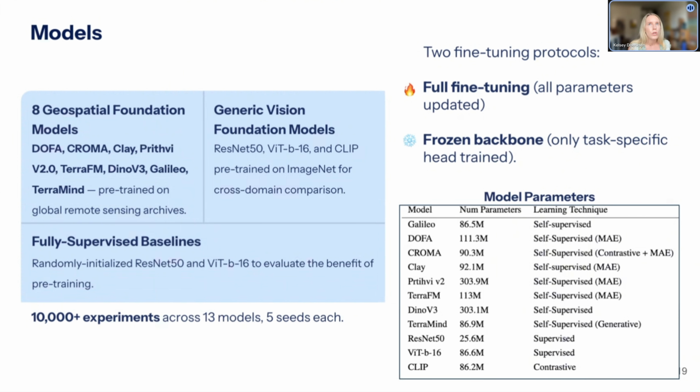So our goal is not to maximize the performance of each model. We just do linear probing, a very simple linear classifier or a decoder, depending on the task, if it's classification or segmentation, at the end of that frozen backbone. And then we just list here a table showing the different learning techniques between the models and also their number of parameters.